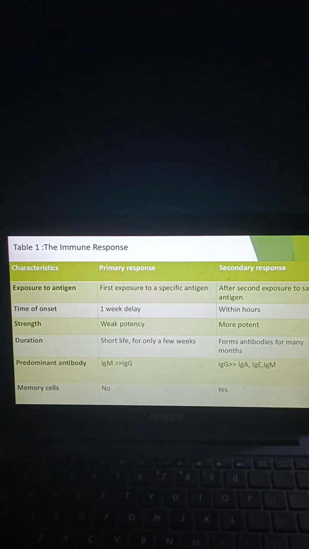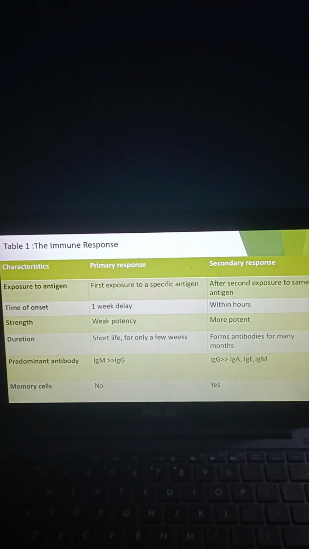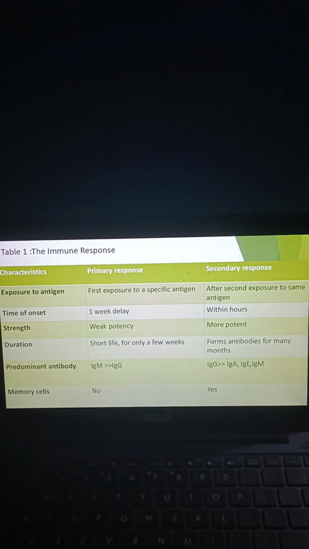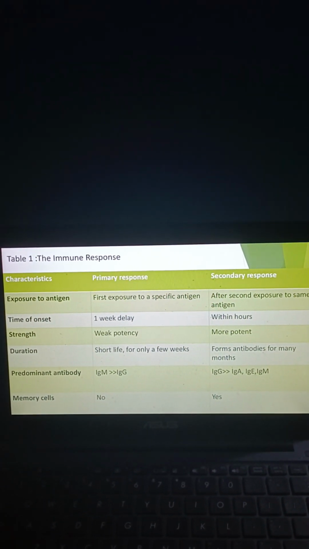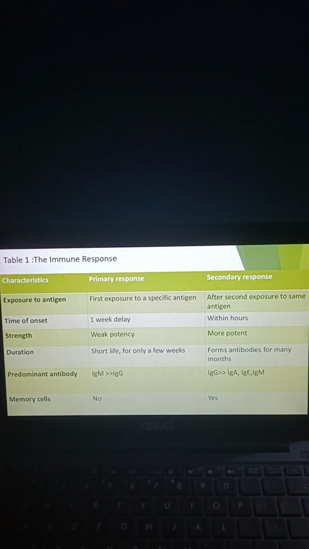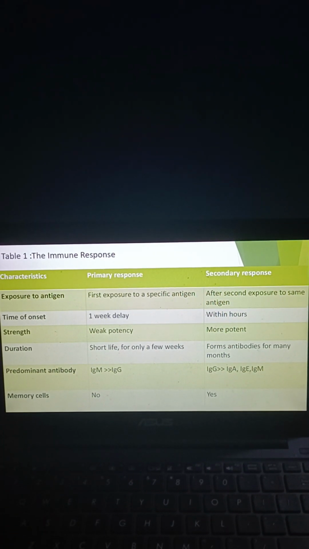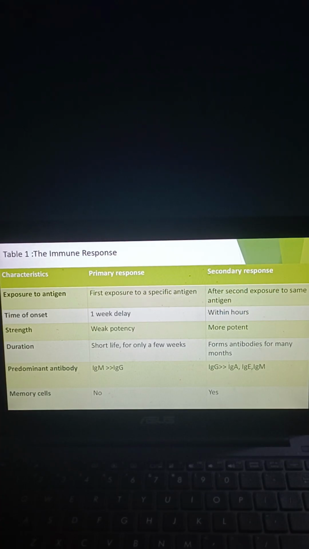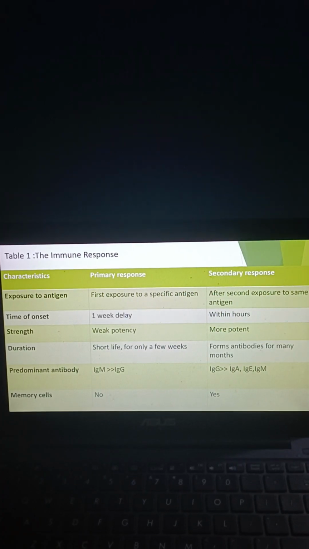So what are the characteristics of the immune response? Primary response and secondary response. Exposure to antigen is the characteristic. Primary response is after first exposure to a specific antigen, and secondary response is after second exposure to the same antigen. Time of onset: in primary response there is a 1 week delay, and in secondary response within hours. Strength: primary response is weak in potency, secondary response is more potent. Duration: primary response is short-lived, only a few weeks, while secondary response forms antibodies for many months.